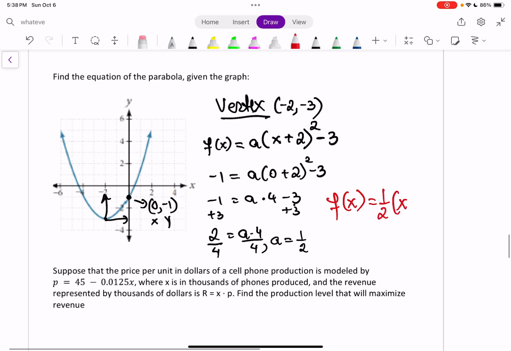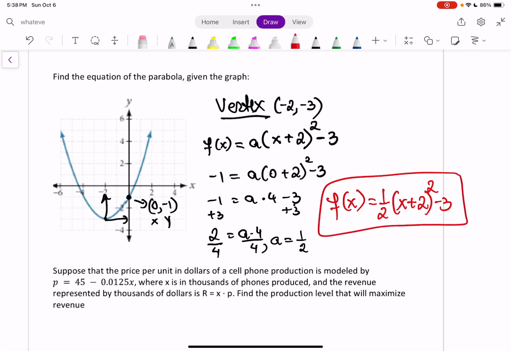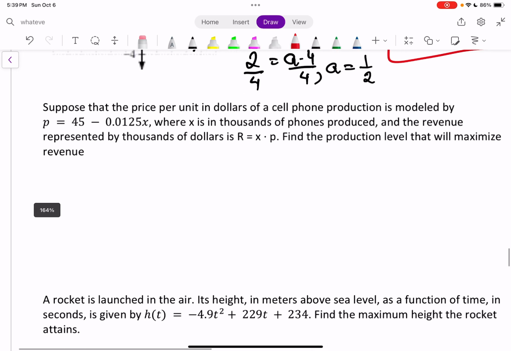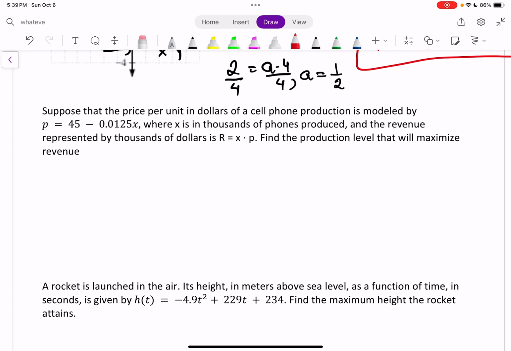1/2 x plus 2 squared minus 3. Okay. And here are the couple applications I have for you. Oh, or maybe more than a couple applications. Let's go through them really quick.